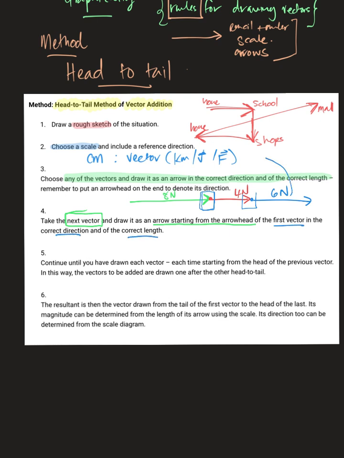Remember, all of these values have to be with our scale. So you have to continue and continue until you have drawn each vector, each time starting from the head of the previous vector. This way the vectors can be drawn one after the other in what we call a head to tail.